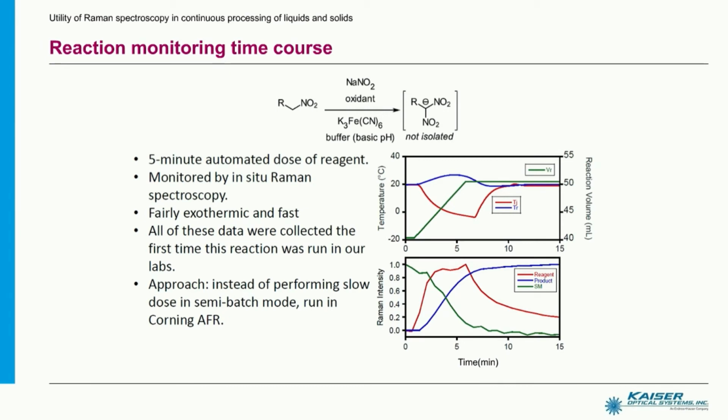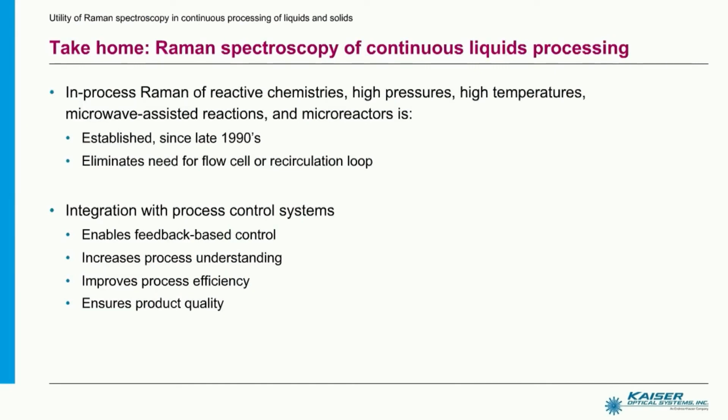The take-home from the liquids examples is that in-process Raman of reactive chemistries is an established technology. It's been around since the late 1990s. It eliminates the need for a flow cell or recirculation loop. And we have integrated it into process control systems, which then enables feedback-based control, as well as increases your process understanding, your efficiency, and safety and quality.